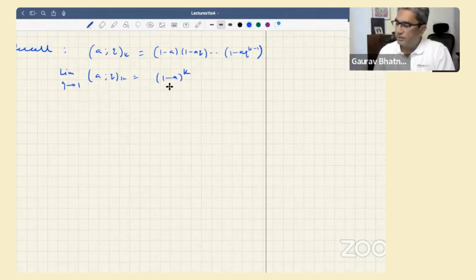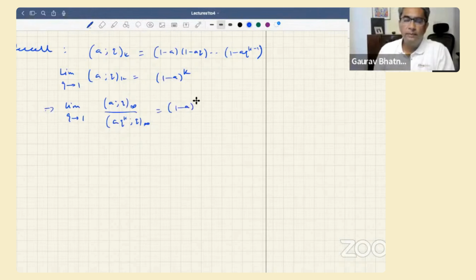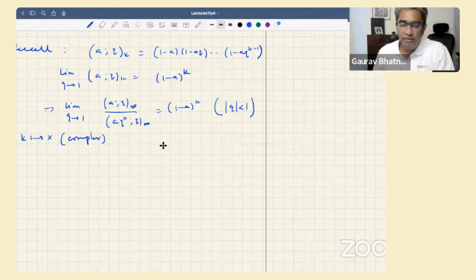Now what this means is that we can take the limit Q going to 1 of (AQ;Q) infinity over (AQ^K;Q) infinity. And now, since we've got these infinite products, we want the absolute value of Q less than 1. And both sides of this equation make sense for K replaced by X. So if we replace K by X, which is a complex number, then it makes sense, and we can use the Q binomial theorem.